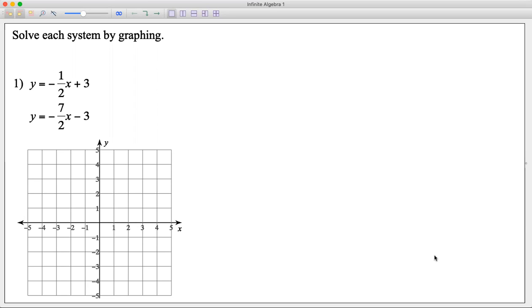The other two techniques are called substitution and elimination. We're going to do 3 days on each one as well. You don't really need 3 days for graphing, most people, but some people do. But for substitution and elimination, you're going to need 3 days.